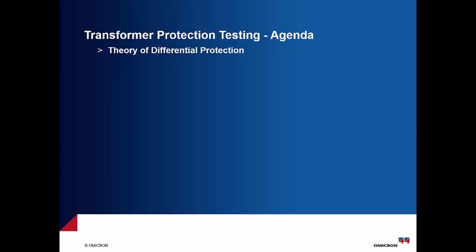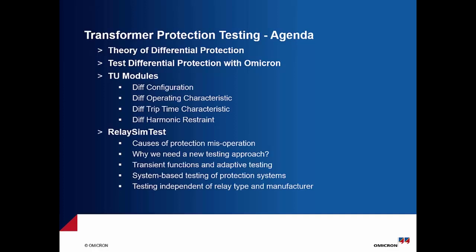The first point, we will focus on the theory of the differential protection. Then we will follow with testing differential protection with the Omicron solution, which provides two types of testing: system-based testing and protection parameter setting based testing. Setting based testing is the conventional method, and it is used to check and verify the relay settings. The second approach is system-based testing, which in Omicron we call the RelaySimTest software.